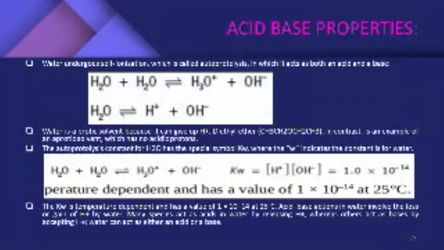Water is a protic solvent because it can give up hydrogen ions. Dimethyl ether, in contrast, is an example of an aprotic solvent, which has no acidic protons. The autoprotolysis constant for water has the special symbol Kw, where the W indicates the constant is for water.